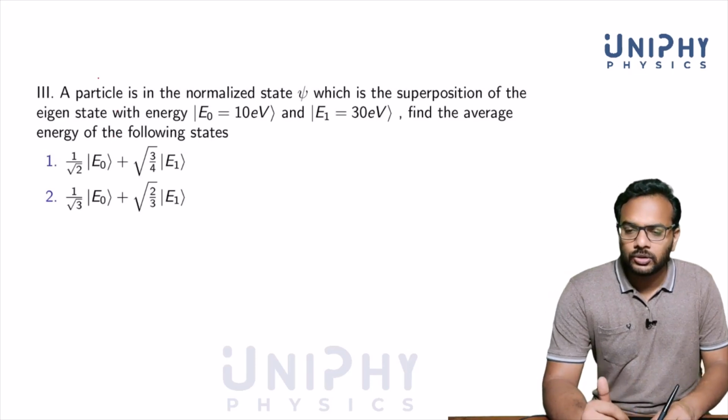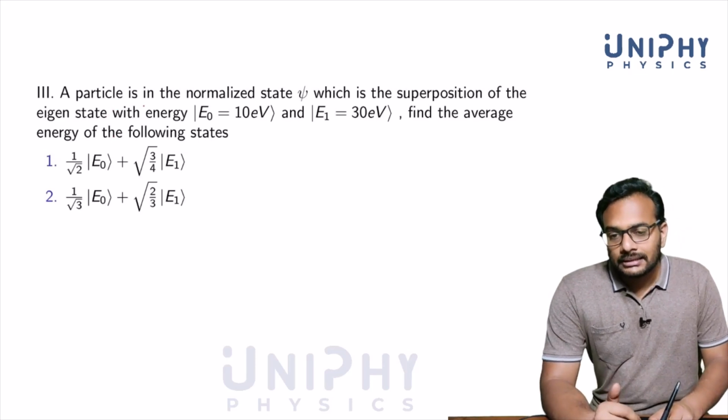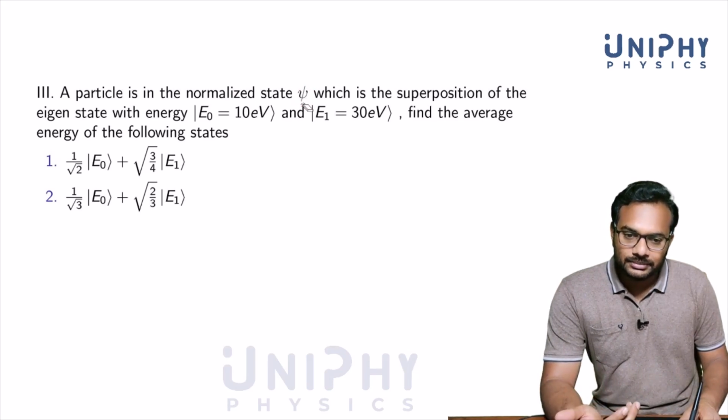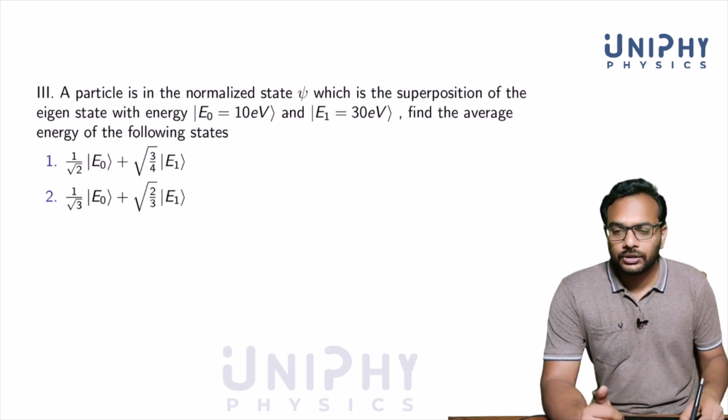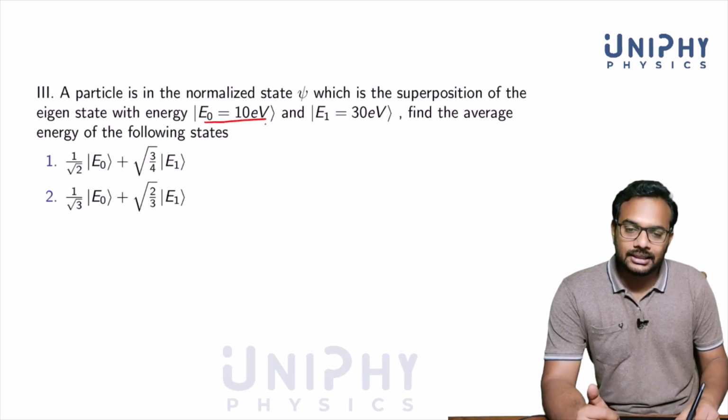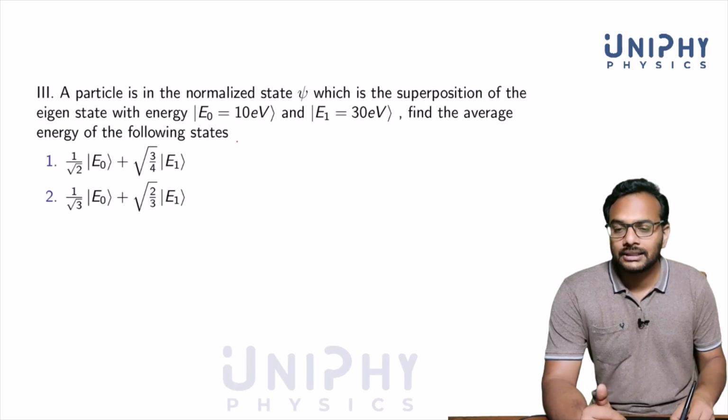The third problem: a particle is in the normalized state. It's given that the state psi is normalized, which is the superposition of the eigenstates with energy E0 equal to 10 electron volt and E1 equal to 30 electron volt. Find the average energy of the following states. So two states are given.